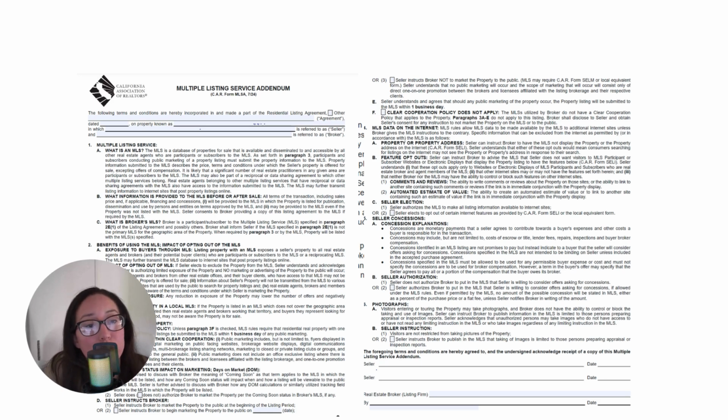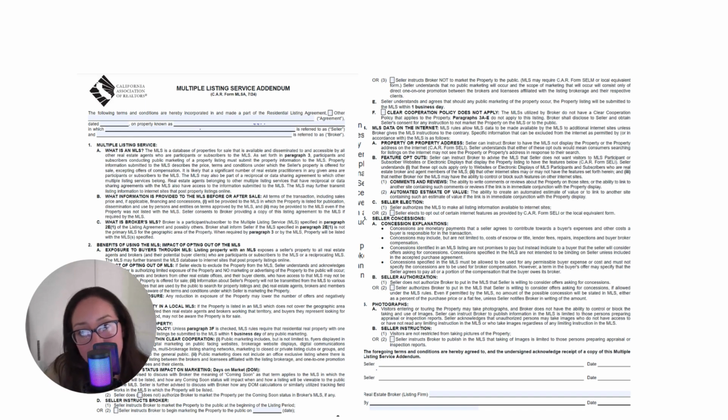So if you and the seller are like, nope, I do want it absolutely advertised in the MLS that I am willing to consider offers asking for concessions, make sure you guys check that box of 5B2. Otherwise, you are not following the contract if you do end up putting in that MLS that they're willing to consider concessions when the paperwork doesn't back that up.